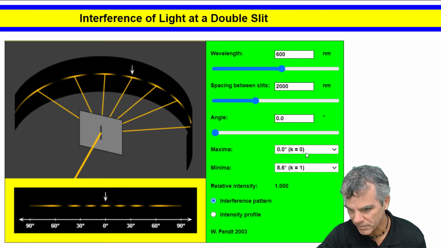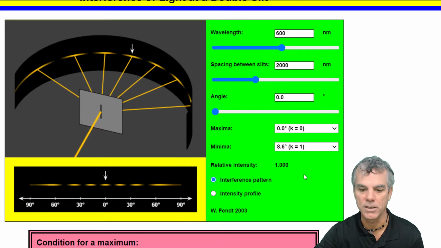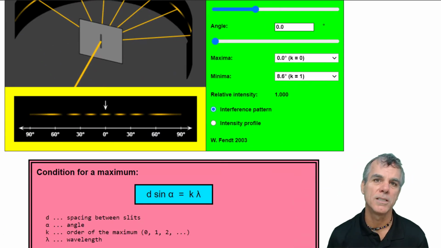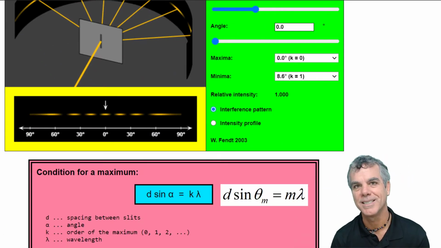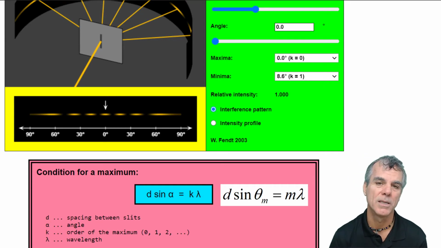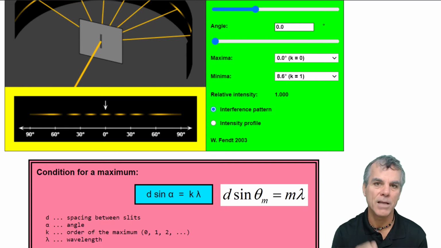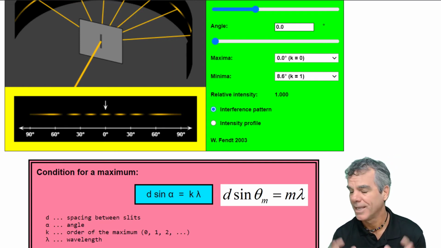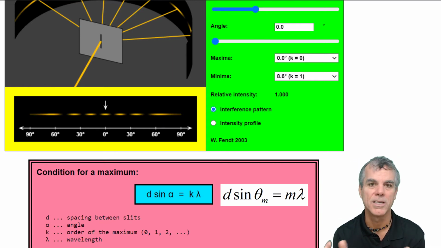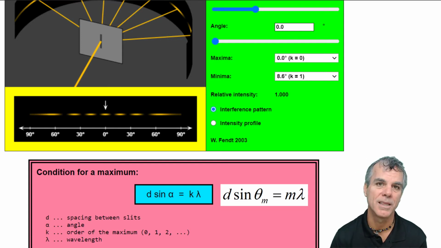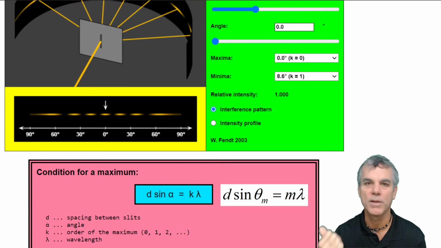And also, just in terms of notation, notice we have K's here. This particular simulation, instead of using d sine theta equals m lambda as the condition for the maximum, is using d sine alpha equals k lambda. Exact same thing. The condition for the maxima is d sine theta equals 0, or 1 wavelength, or 2 wavelengths, and so on.